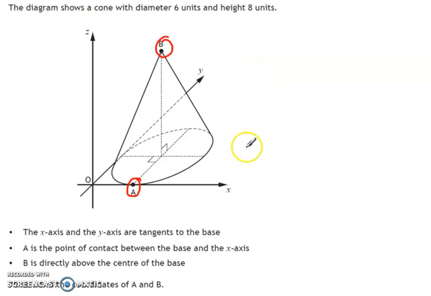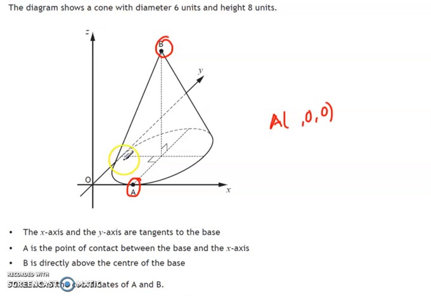Now we've got to read all the information and determine what parts are relevant to us for each of the points. Well, the first one is that A is the point of contact between the base and the x-axis. So it's right here. We know it's on the x-axis. So what that instantly tells me is that in terms of y and z, there is no change in the y direction or the z direction. So the y and z parts of my coordinate can actually be straight away written as 0. We just need to figure out the x.